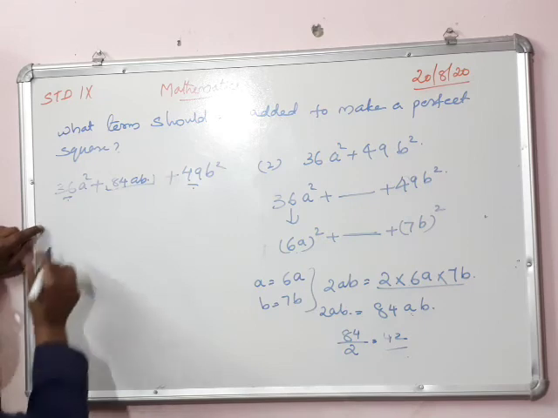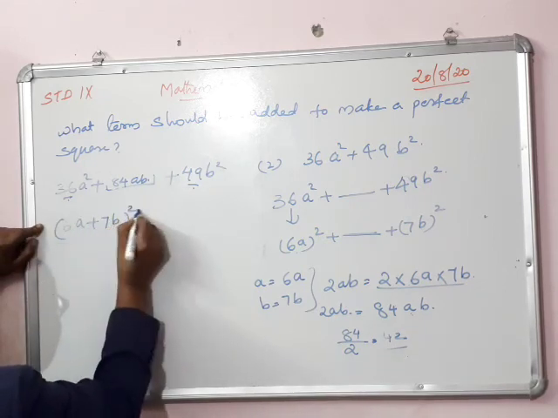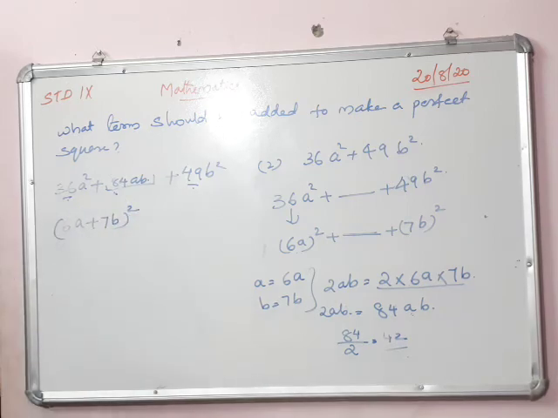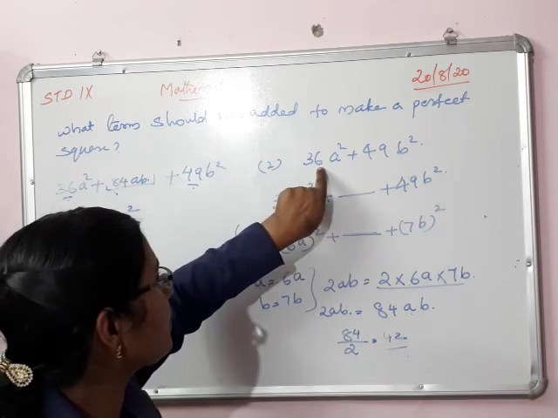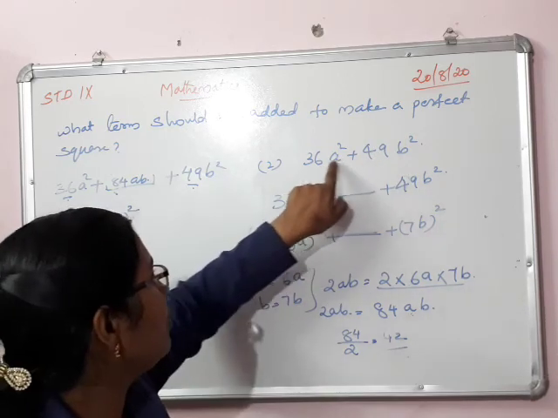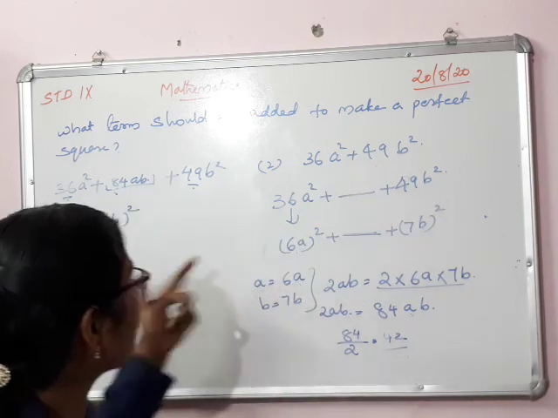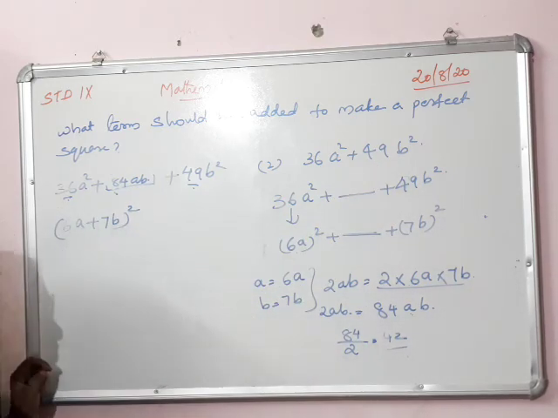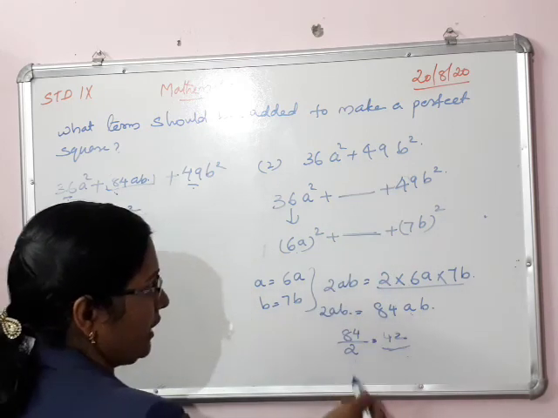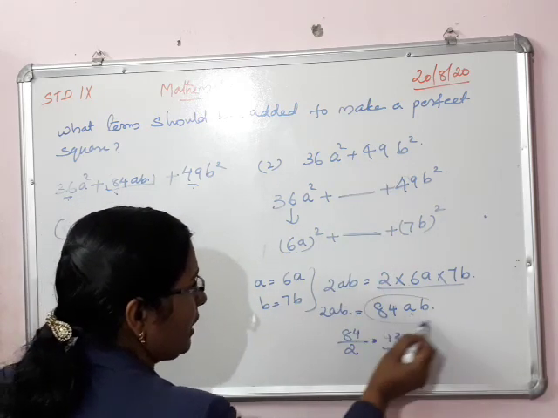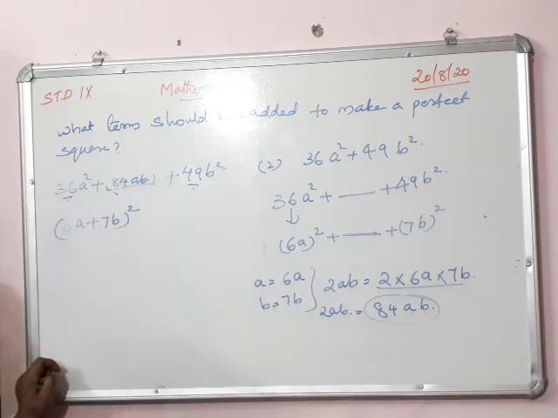Okay, just expand that 6a plus 7b the whole square. Then we will get this result. If you check the question, it is the perfect square of the first and last term. So you know this is 6a the whole square and this is 7b the whole square. You may expand that 6a plus 7b the whole square. Otherwise, if it is difficult for you, you may try to solve like that. 84ab is the middle term. So we can write that one.